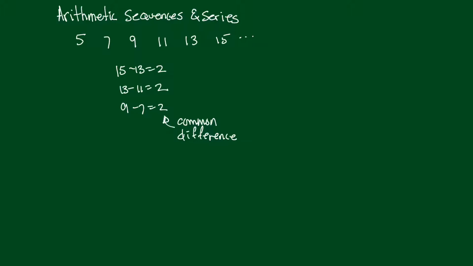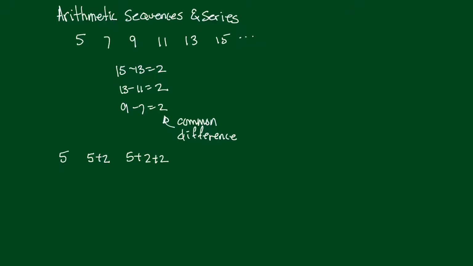So I'm going to rewrite this sequence in a slightly different way. I'll start with a 5, and then how do I get to the 7? Well, I take the 5 and I add 2. Now how do I get to the 9? Well, I take this 7, but I'm going to leave it like this, and I'm going to add 2. So it's going to look like this. 5 plus 2, and then I add 2.